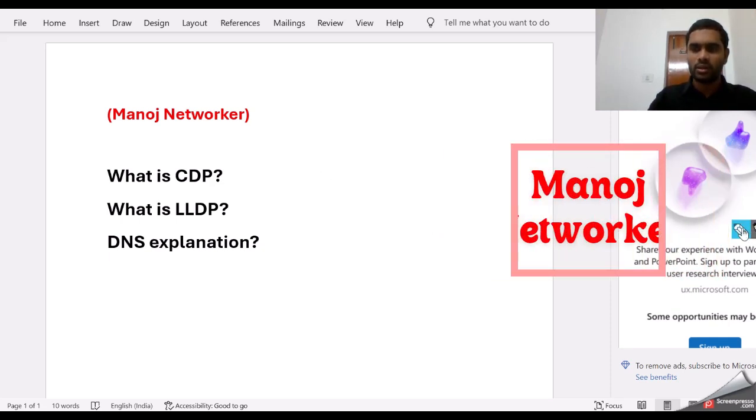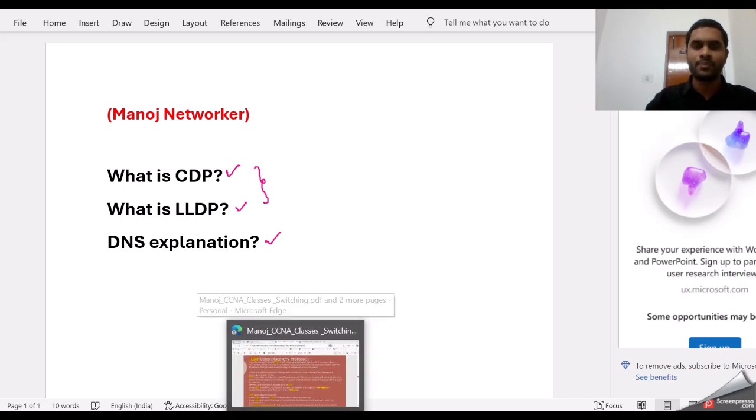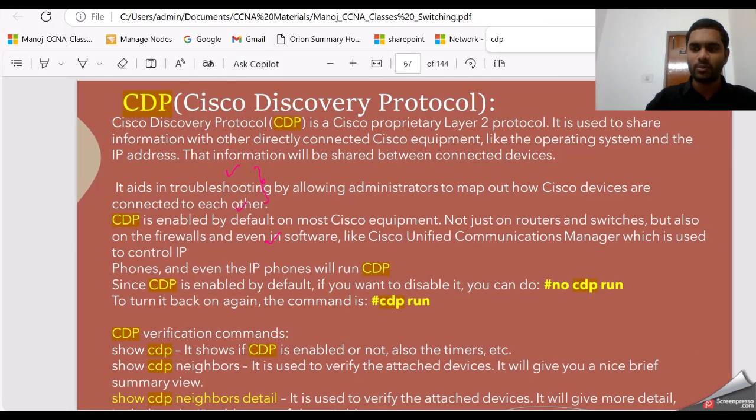So today in our class, let's talk about what is a CDP, what is an LLDP, followed by DNS explanation. I'll quickly summarize what is a CDP and what is LLDP, followed by I'll also show one lab so that you will get some idea about CDP and LLDP protocols.